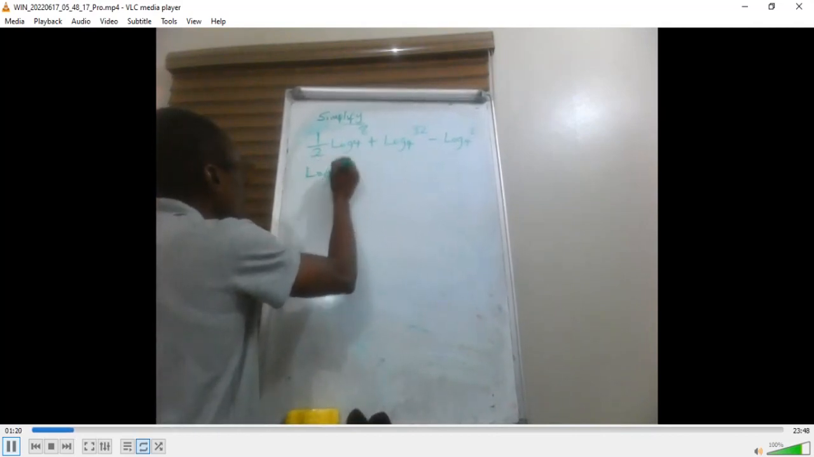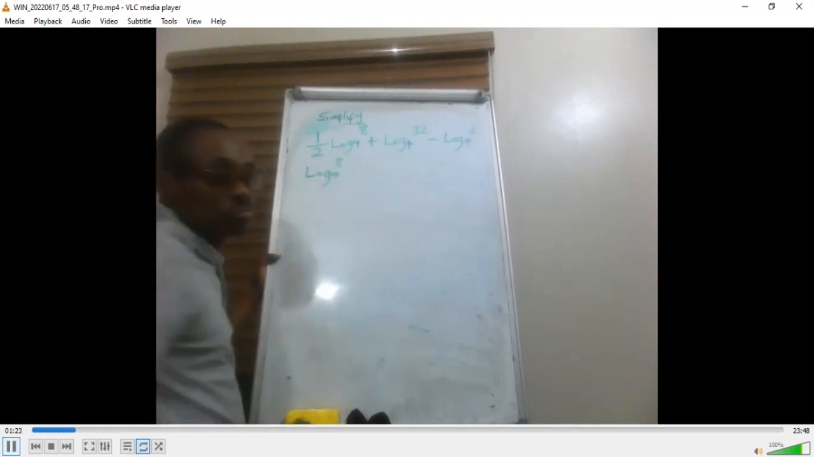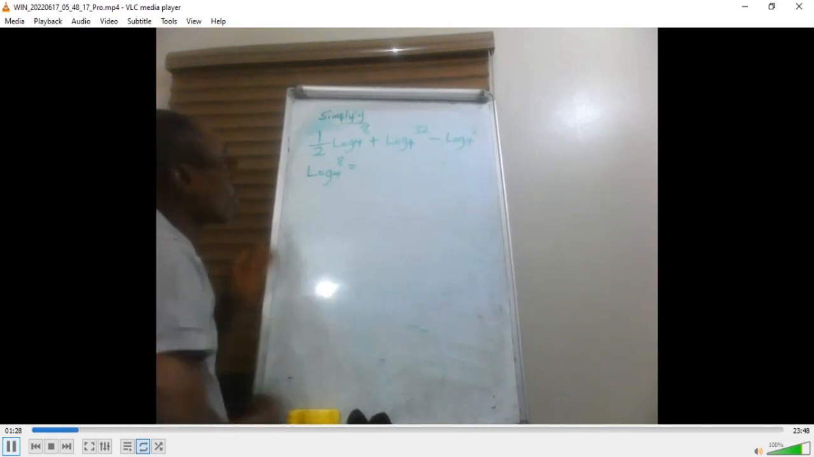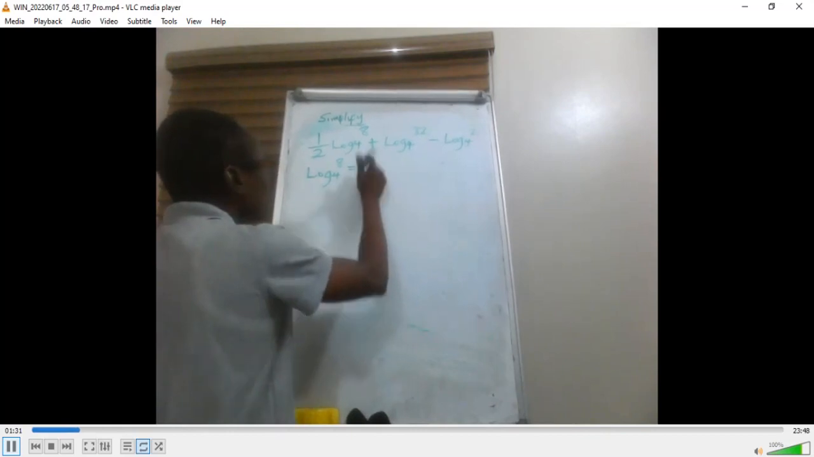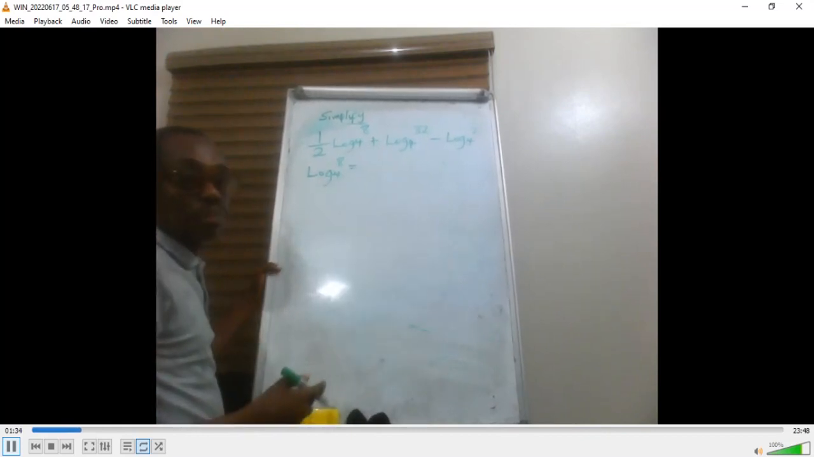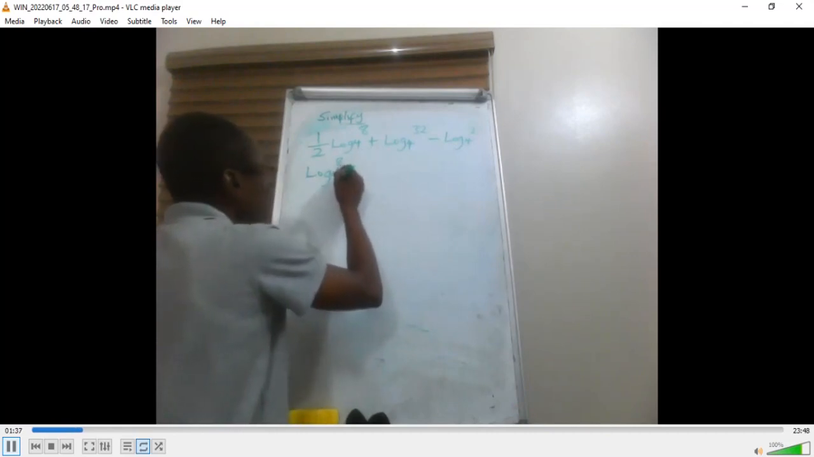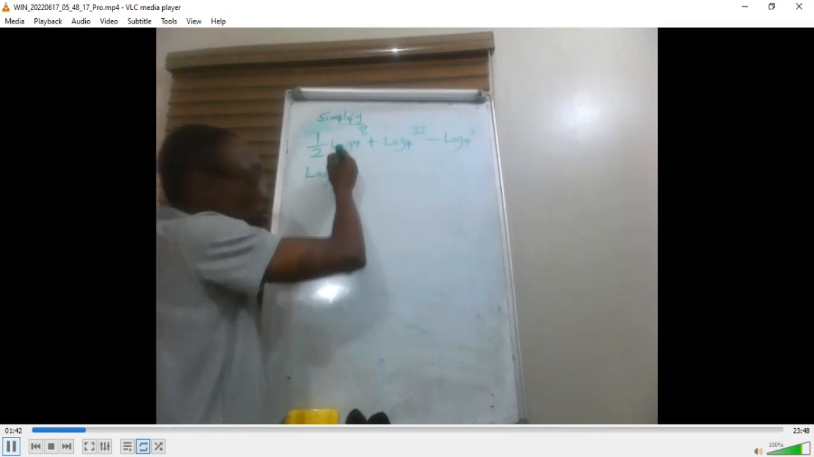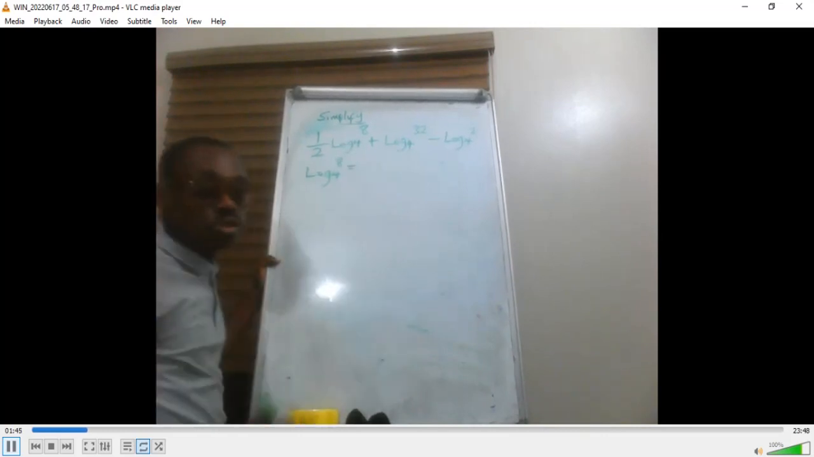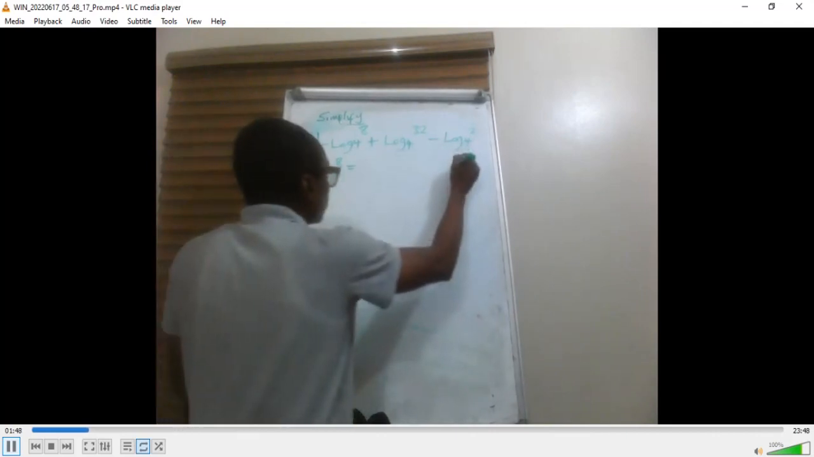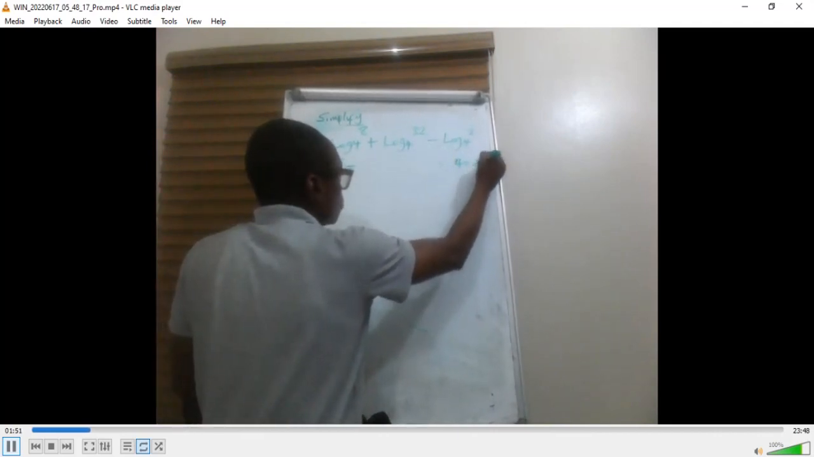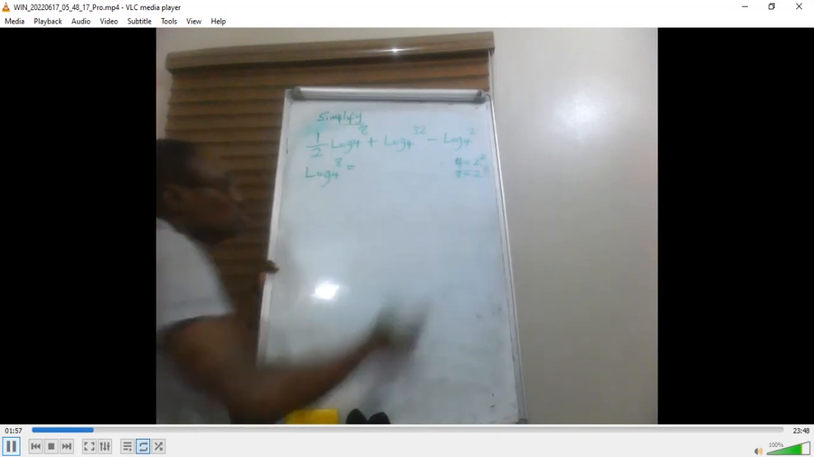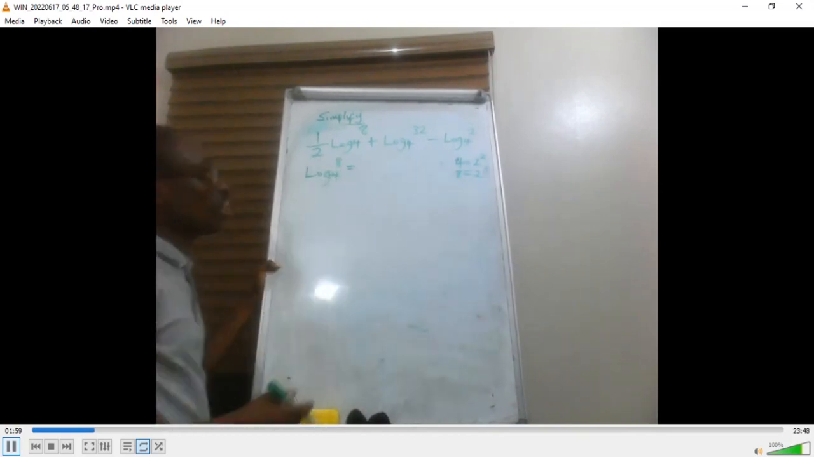So for log 8 base 4, I can apply change of base here. 4 is related to base 2, and 8 is also related to base 2. 4 is 2 raised to the power 2, that is 2 times 2. 8 is 2 raised to the power 3, that is 2 times 2 times 2. So we're going to replace 8 and 4 with those numbers.